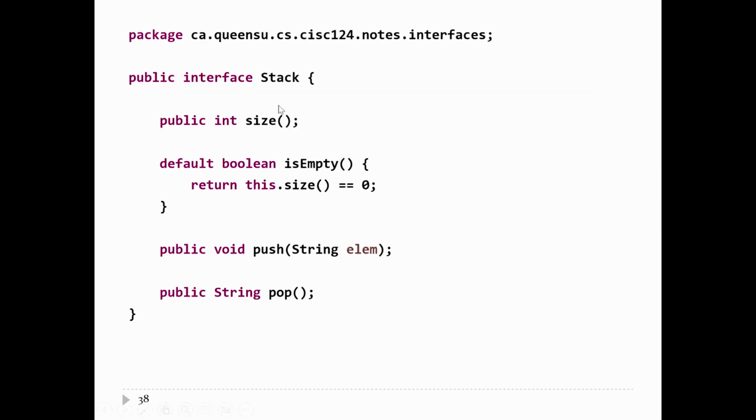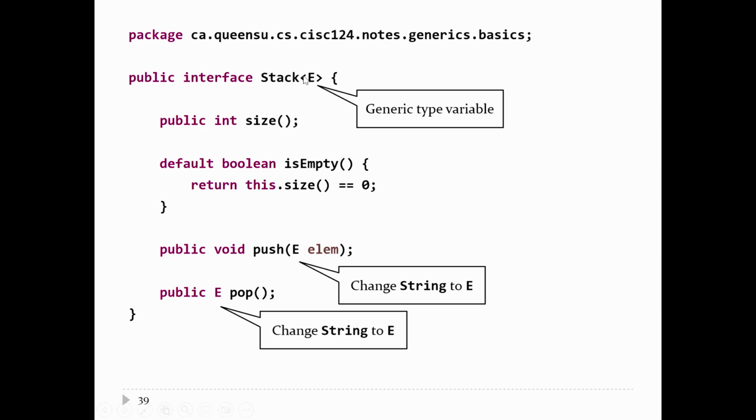So there's our original stack interface. Push takes in a string, and when you pop it returns a string. Now you just want to change that to E, change that to E, and stick an E up here. That's it, you're done. So converting an interface is usually even easier than converting a class. There's just a few types that you have to change. All right, any questions so far?